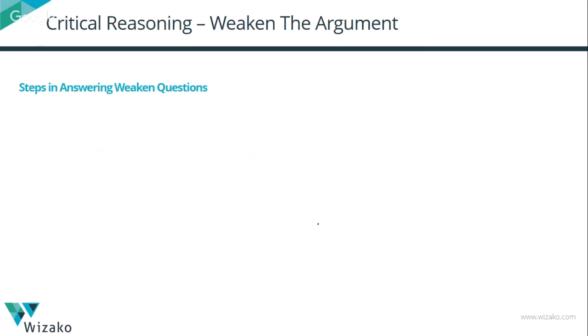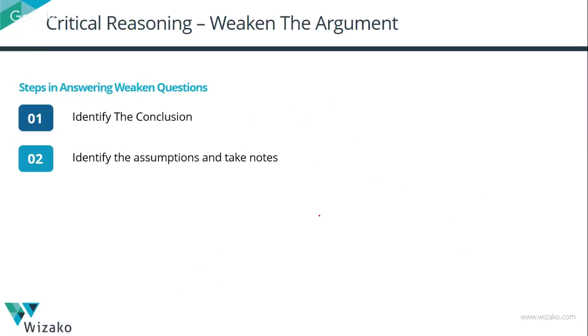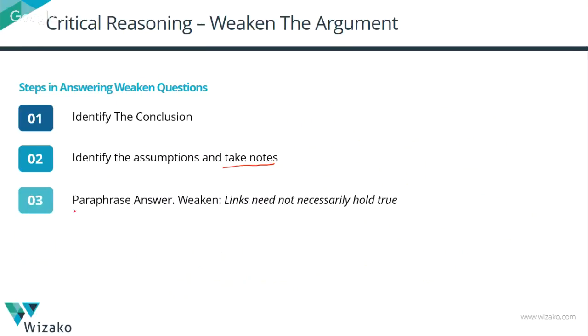So to sum that all up, your steps in answering your weekend questions: first, identify the conclusion in the argument. Tell yourself this is the point that the author is trying to make. Identify how he has arrived at the conclusion. It makes sense to take notes, jot them down like we just did with the Sunshine University argument, because when you jot it down, you are focusing on the core essence of the argument. You're telling yourself what the important relationships are, and you're telling yourself what to watch out for in your answer options. Finally, paraphrase your answer.